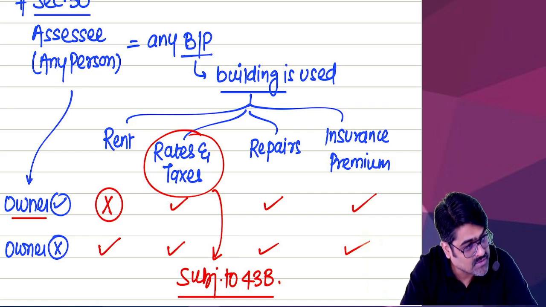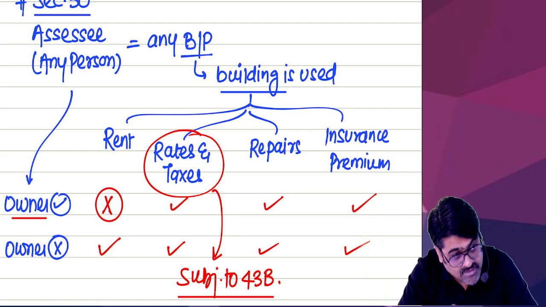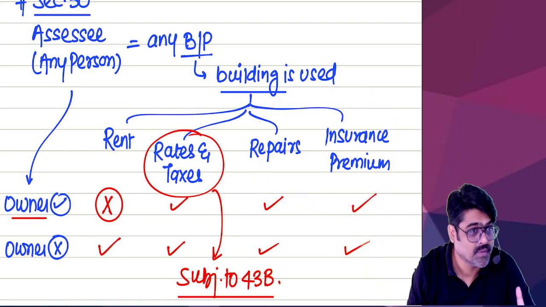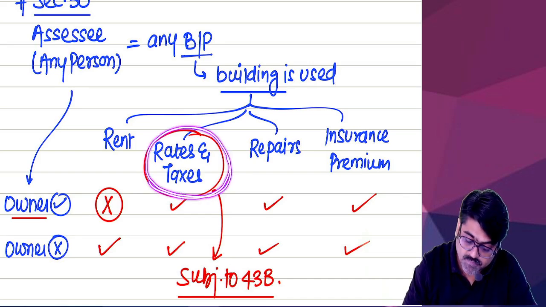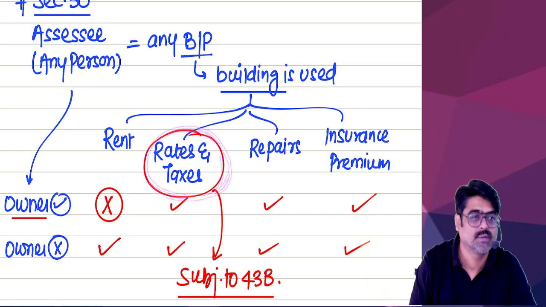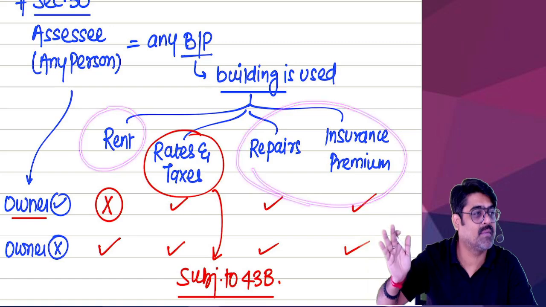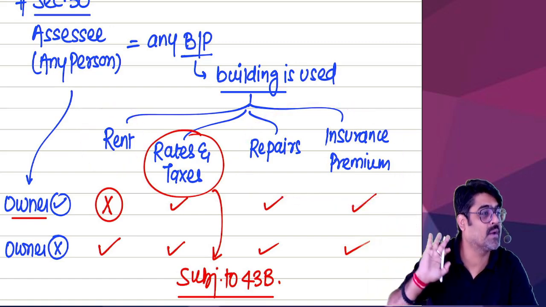Did I tell you this thing about rent? And is this thing applicable to other expenses also? No. 43B is only applicable to this. All the other expenses can be claimed based on the method of accounting regularly followed.